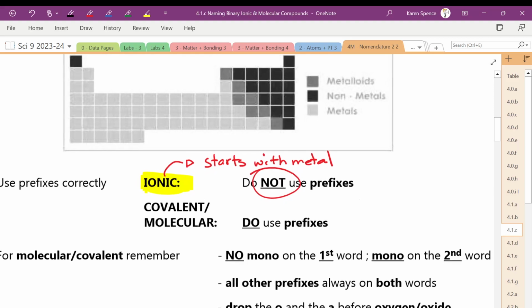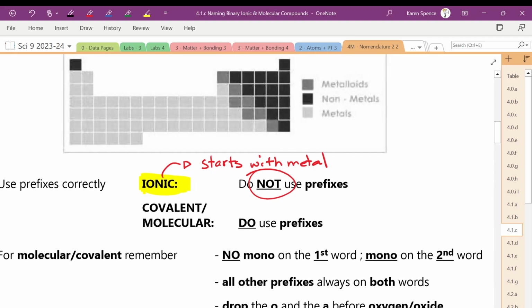And this is just a quick review of covalent naming, because some of you haven't done quiz 2 yet, and even for quiz 3, you'll want to remember. On the first word in covalent naming, you should always have a prefix unless the prefix is 1, mono. So on the first word, should you always have a prefix or almost always? Almost always. Which one do we not use on the first word? Mono. On the second word, should we always have a prefix or almost always? Always. So the first word, almost always, but don't use mono. On the second word, you should always have a prefix including mono. So no mono on the first word, but yes, mono on the second word. All the other prefixes always on both words.